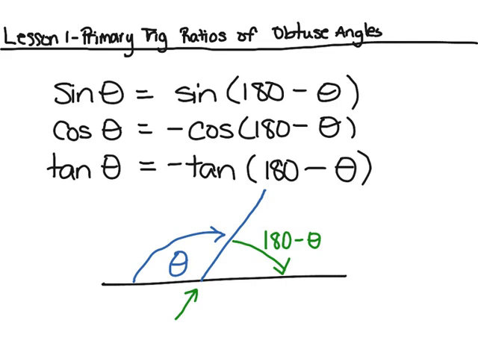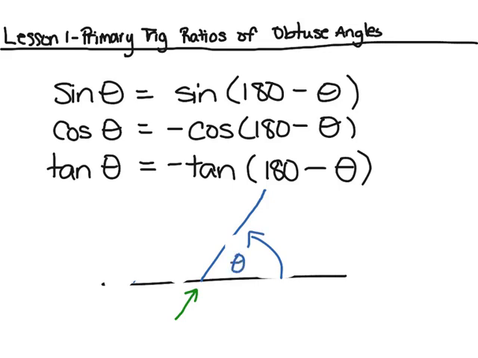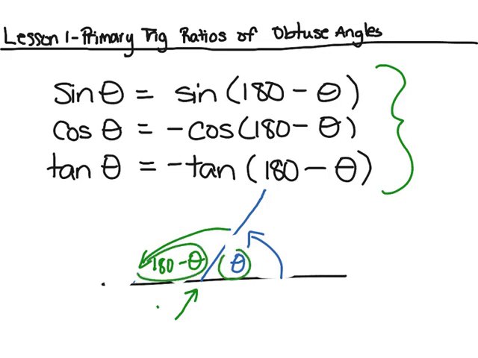And you could write it the other way too. You could say that from here to here is theta, and from here to here is 180 minus theta. So using these, we can show why this angle and this angle, 180 minus theta and theta, how they're similar.